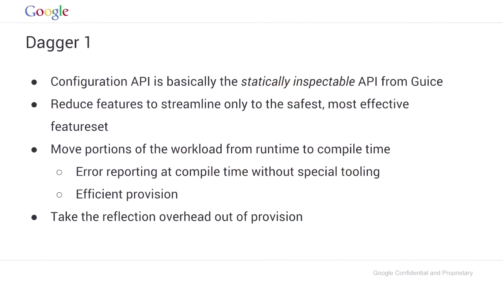So Dagger 1 came along. Whereas Juice was a Google effort, Dagger 1 was former Googlers working at Square. They decided to take their crack at the problem. They basically said that the configuration API, all of the solutions in that solution column, was great. So we just take all of the bits of that Juice API that you can inspect statically.